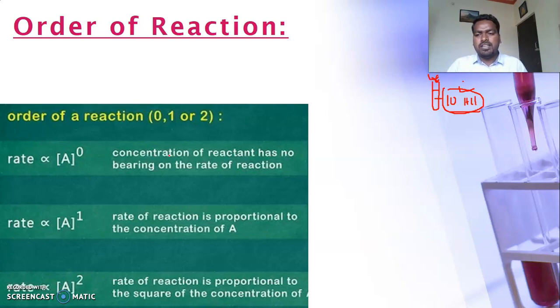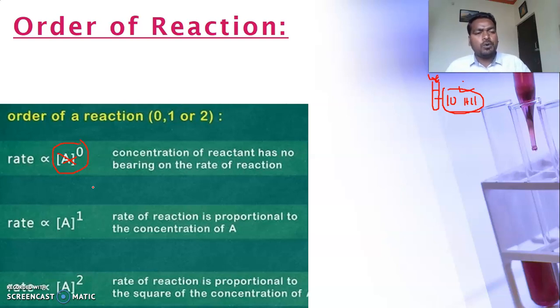So let us observe this reaction. The rate of reaction is proportional to a power 0. Power 0 means what? The rate of reaction does not depend on concentration. For example, consider a photochemical reaction. Even though an abundant amount of carbon dioxide and water is present with the plant, photosynthesis does not happen. Photosynthesis happens only when sunlight falls on it, because the plant contains chlorophyll.